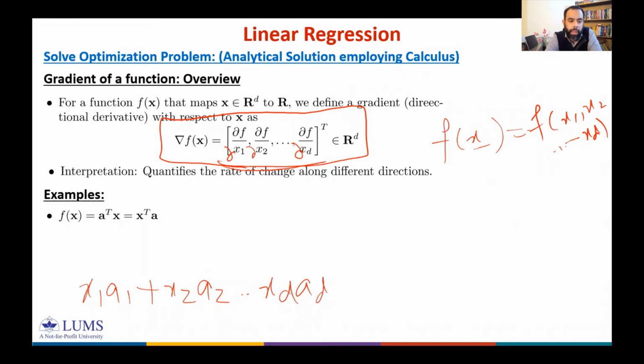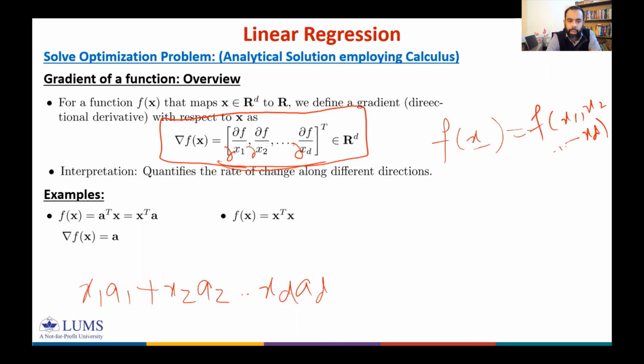Okay. So what is the derivative of this with respect to x1? a1, right? So the first entry of the gradient would be a1, the second entry a2, and so on and so forth. Or you can say the gradient would be simply given by the vector a, right?